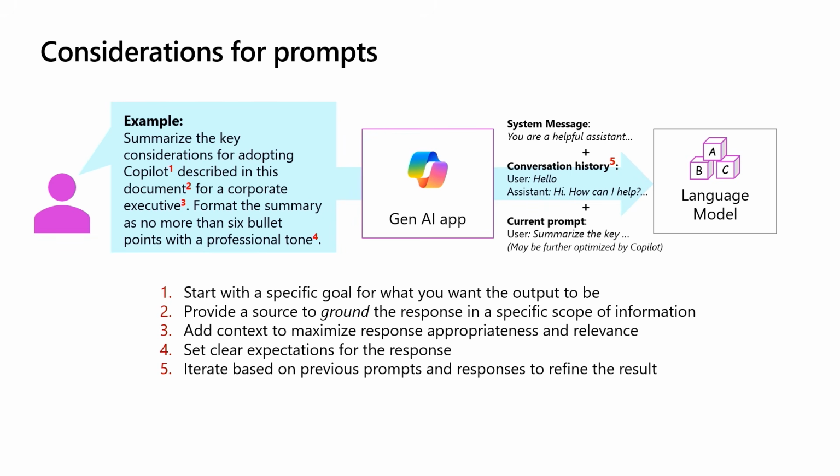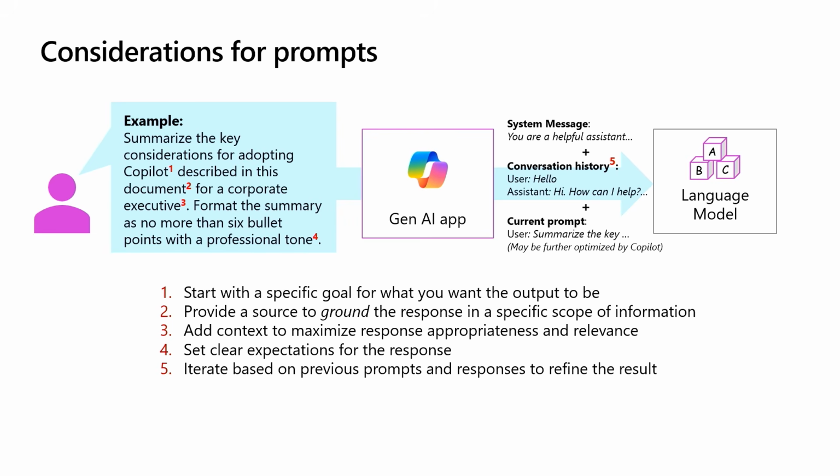Third, add context. If you're asking for a summary, tell the assistant who the audience is or what tone you want. Fourth, set expectations for the format and scope. For example, "give me 3 bullet points" or "write in a formal tone." Finally, iterate. Refine your prompts based on previous responses until you get exactly what you need.